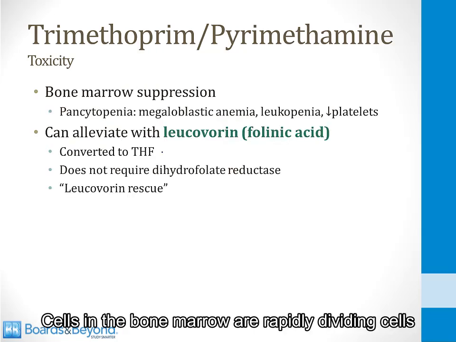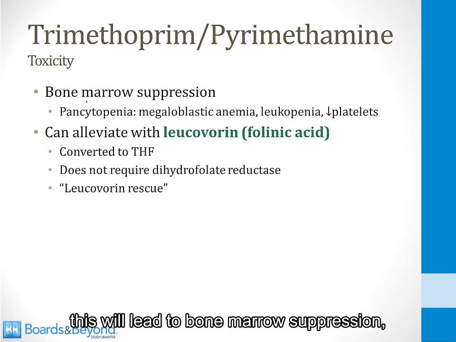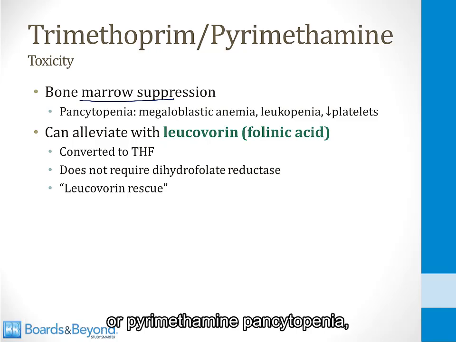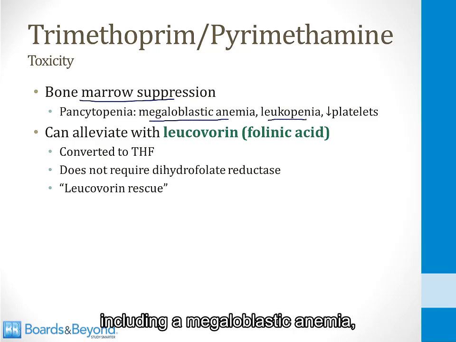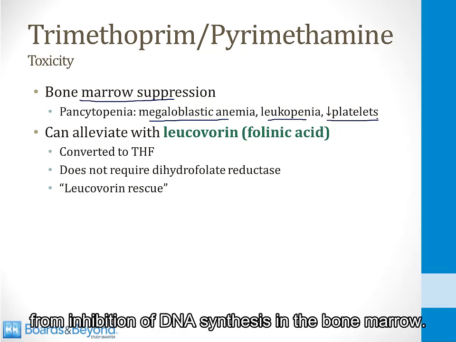So cells in the bone marrow are rapidly dividing cells, and if DNA synthesis is disrupted, this will lead to bone marrow suppression. So you can potentially see in patients taking trimethoprim or pyrimethamine pancytopenia, including a megaloblastic anemia, leukopenia, and low platelets. This all results from inhibition of DNA synthesis in the bone marrow.